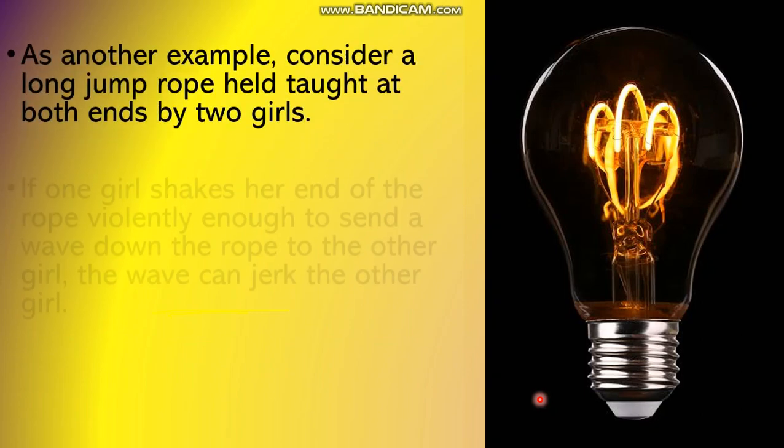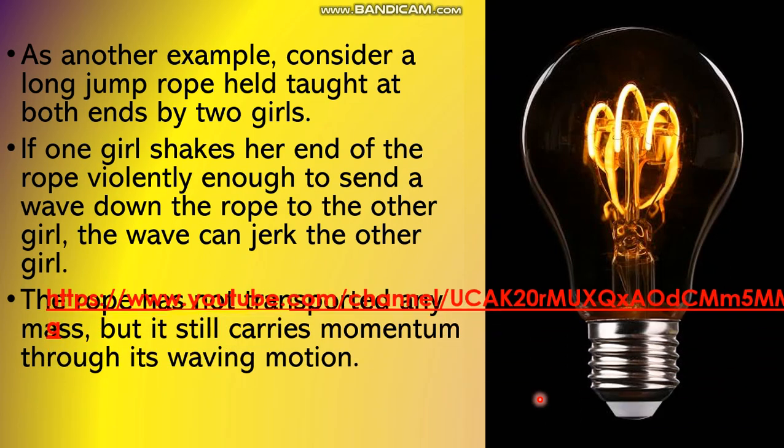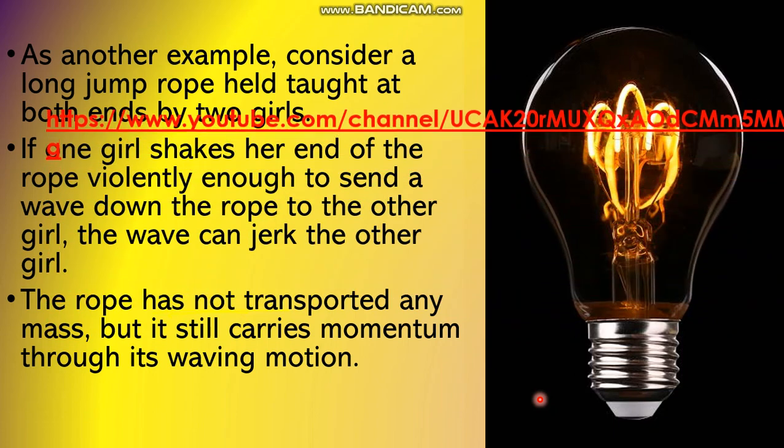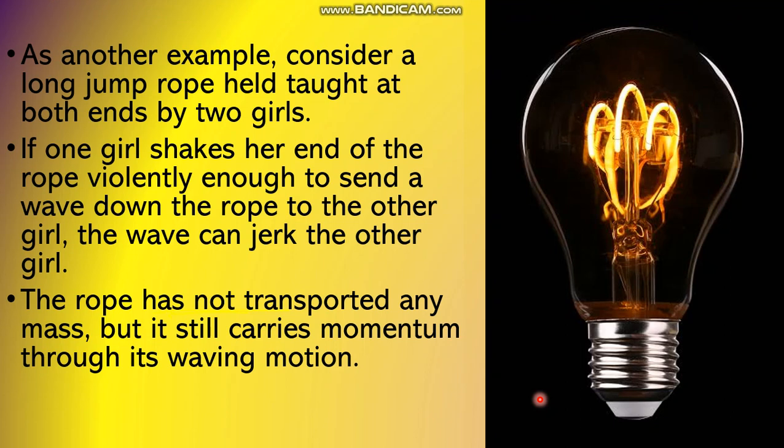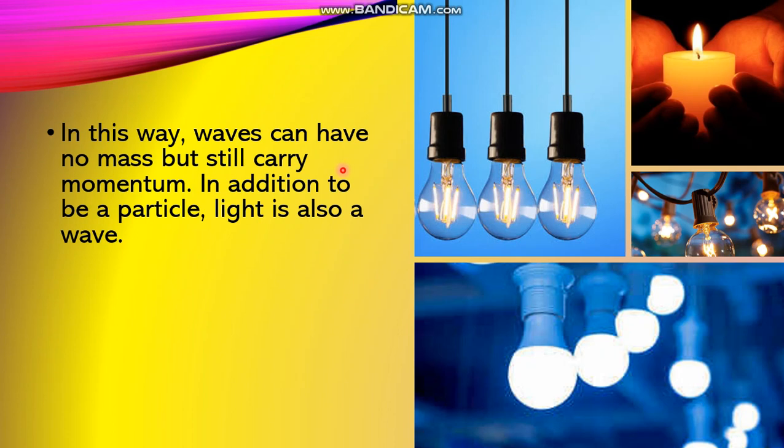Another example, consider a long jump rope held at both ends by two girls. If one girl shakes her hand violently enough to send a wave down the rope to the other girl, the wave can jerk the other girl. The rope has not transported any mass, but it still carries momentum through its waving motion. So let's move on. We can see that in this way, a wave can have no mass but still carry momentum.